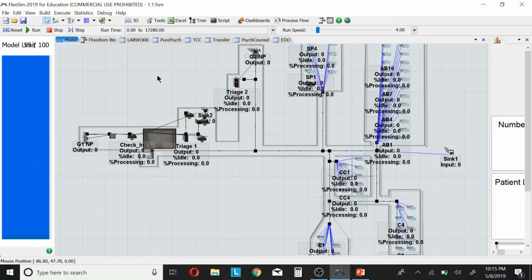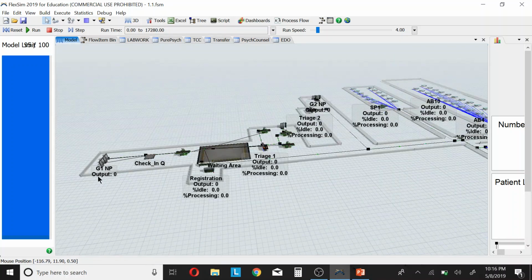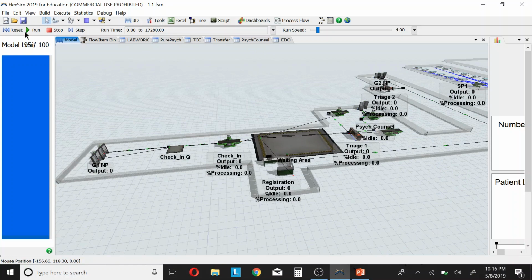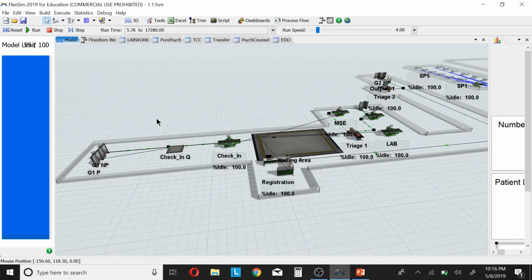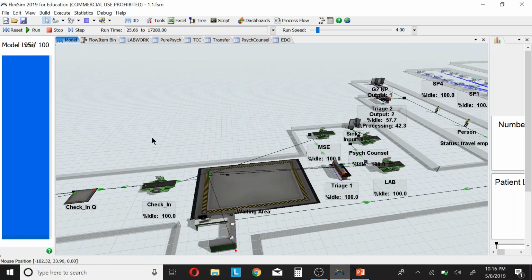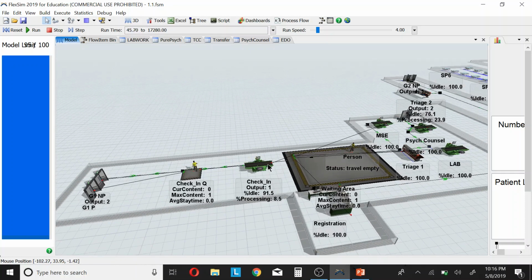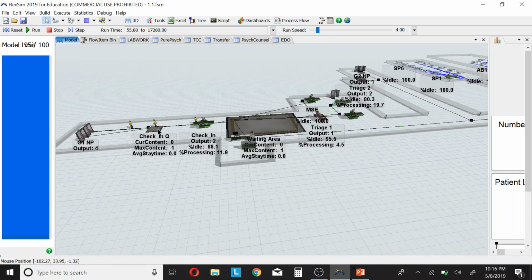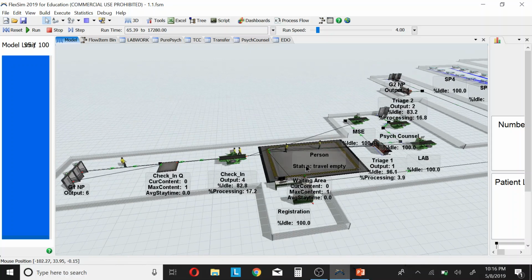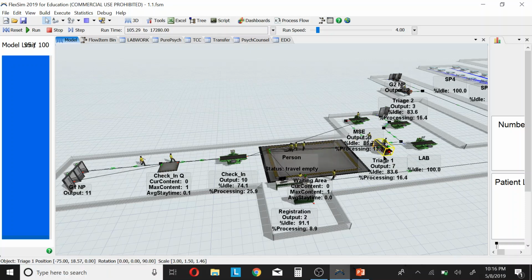So this is the simulation model. This is the entrance of non-psych and psych patients. The color coding here is: the red patients are the non-psych patients, and the yellow patients are the psych patients. This is the initial screening, the check-in, and this is the waiting area. This is the registration. The patient goes to check-in, then initial screening. Then the patient waits in the waiting area and then gets called for triage. This is the triage desk.